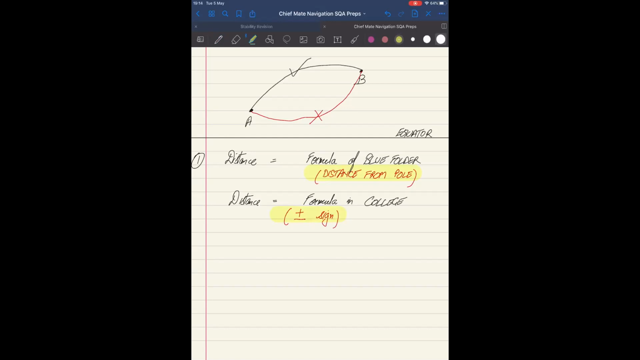If you are using the formula from the blue folder, it measures the distance from the pole. And if you're using the formula which we are taught in college, which is basically cos of d long times cos of lat A, cos of lat B plus or minus sine of lat A, sine of lat B, then we need to give most attention to the plus and minus sign in the formula. Let's look at the formula in the blue folder.